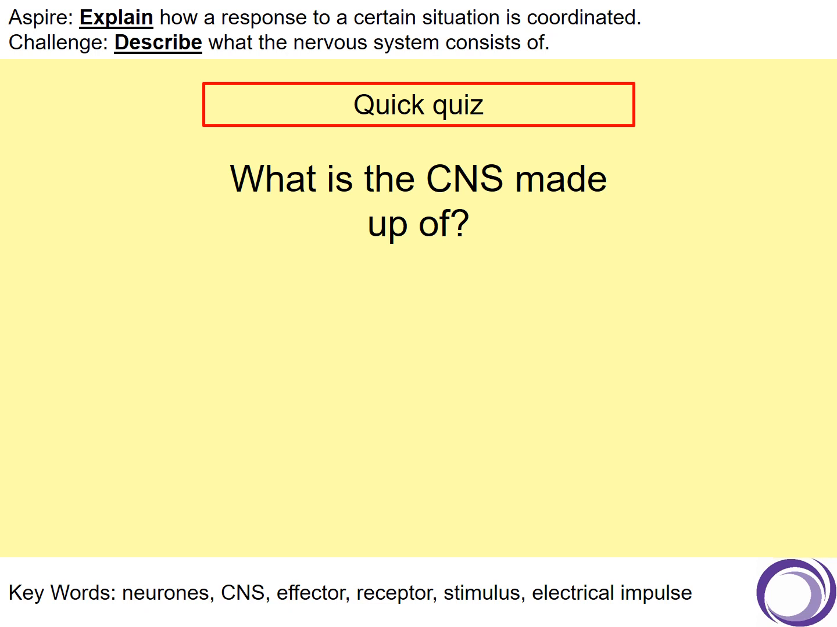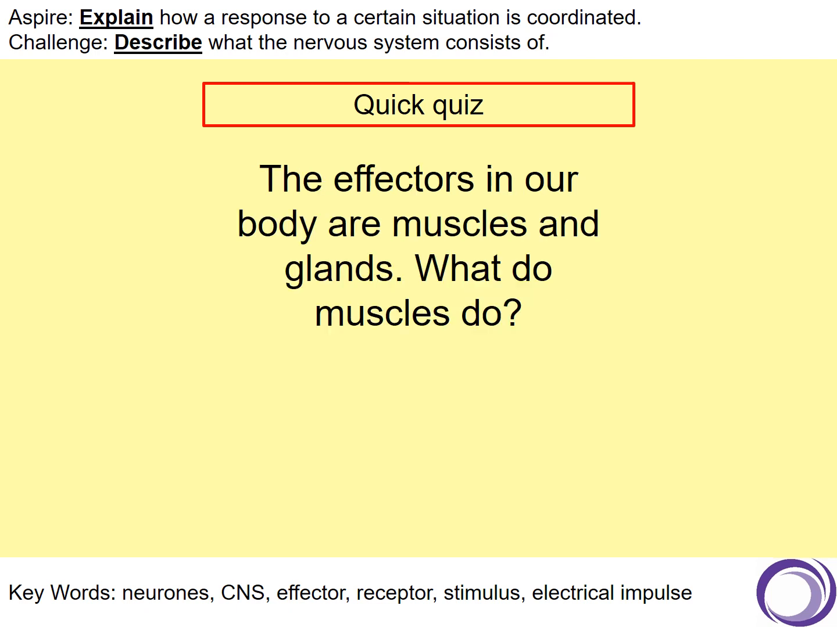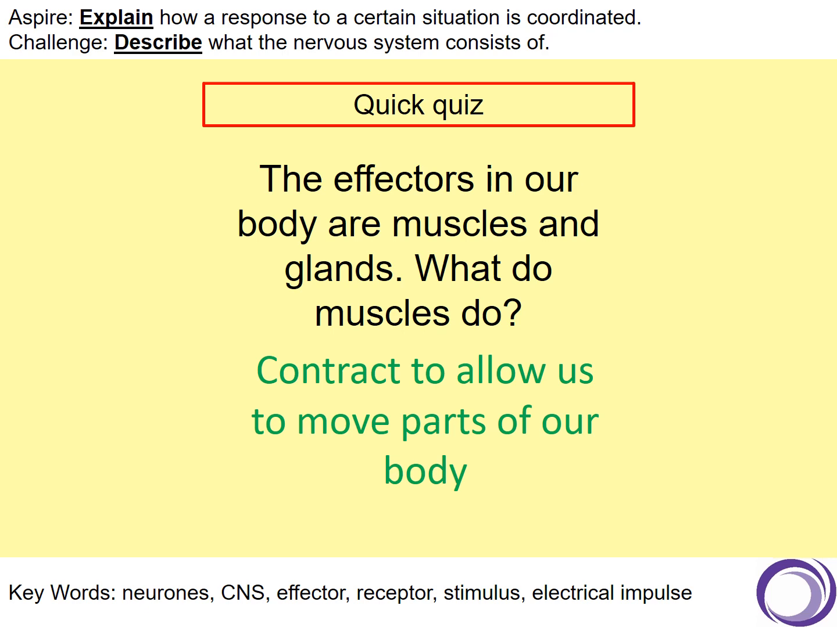What is the CNS made up of? So again, 10 seconds, off you go. Okay, hopefully you've all got written down the brain and the spinal cord. Next question. The effectors in our body are muscles and glands. What do muscles do to be able to move? Again, 10 seconds, off you go. So hopefully you all have written down that they contract to allow us to move parts of our body.